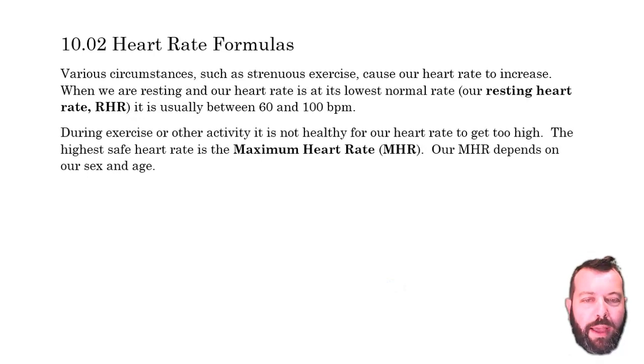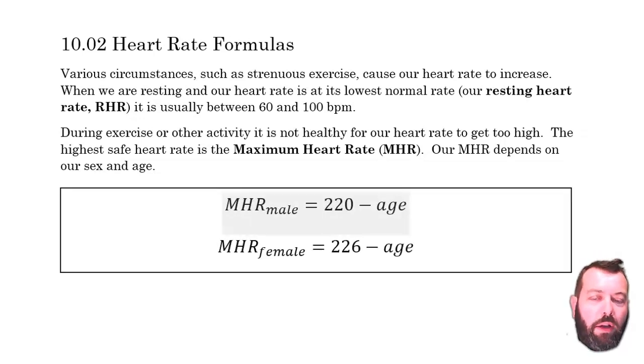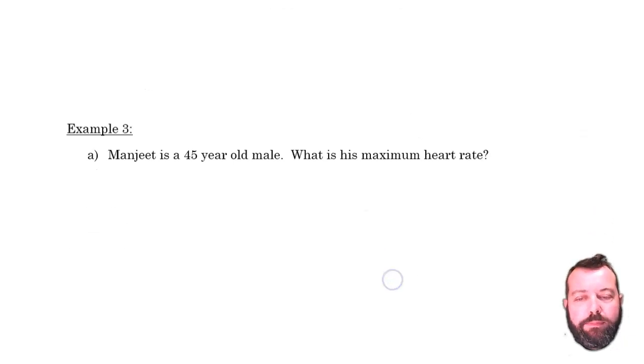Next up, we're going to talk about our maximum heart rate. That's the highest we can safely get our heart rate to. Now that decreases with age, and we can calculate it slightly differently for males and females. We calculate the maximum heart rate for males as 220 beats per minute minus our age in years, and for females it's just slightly different, 226 beats per minute minus the age in years. Right, so that's our maximum heart rate. Every year it decreases by 1.